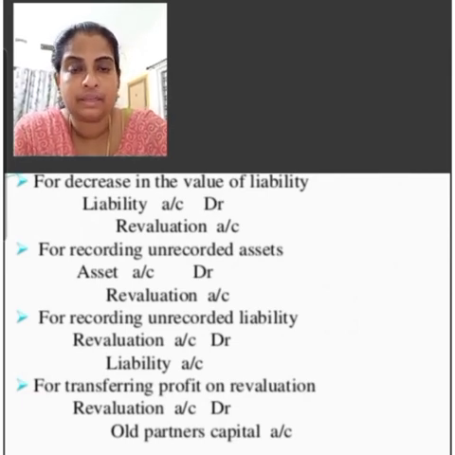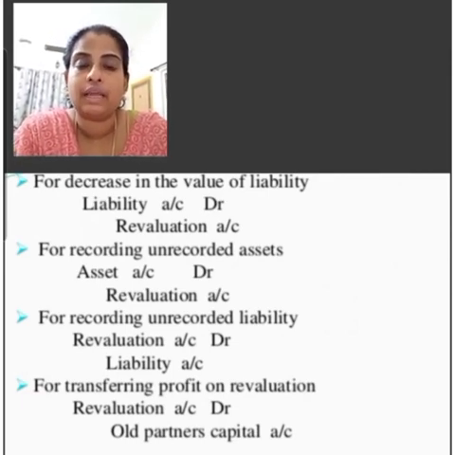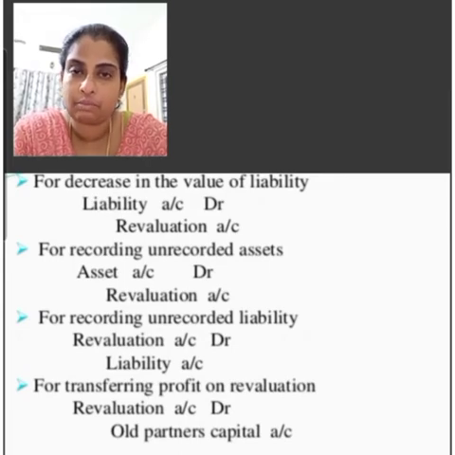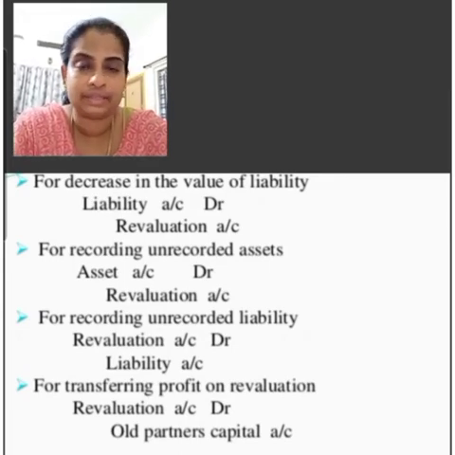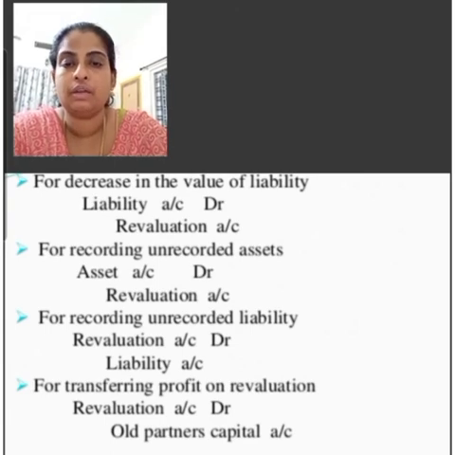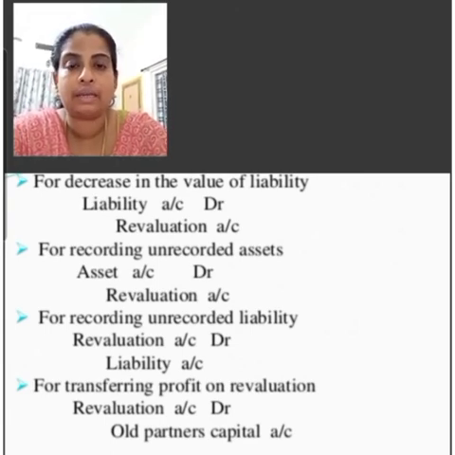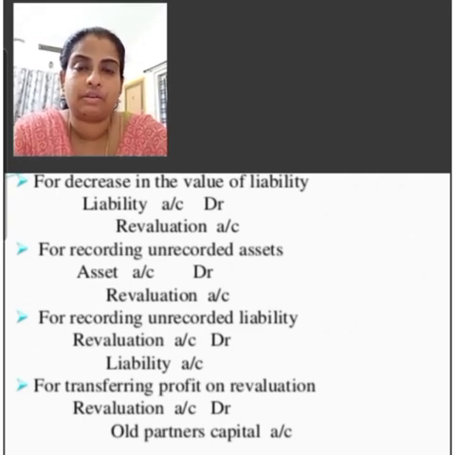Then sometimes in a company there may be an unrecorded liability. At the time of admission or retirement or death, while preparing revaluation account, we should record that unrecorded liability in revaluation account. The entry will be revaluation account debit to liabilities account.